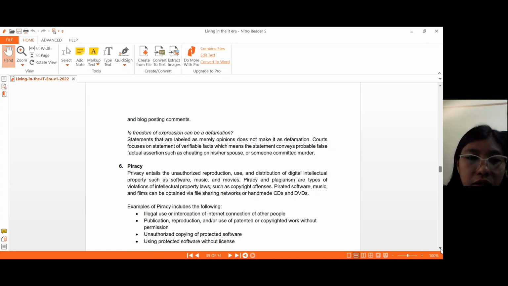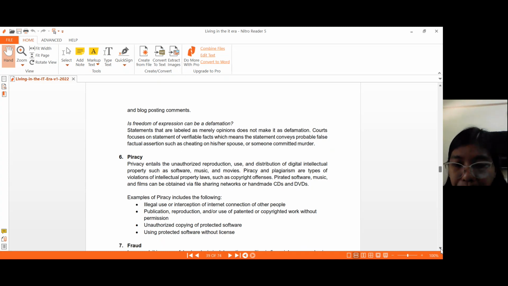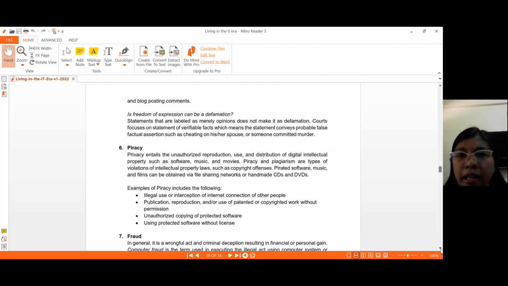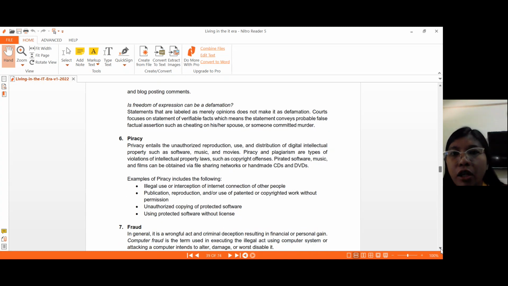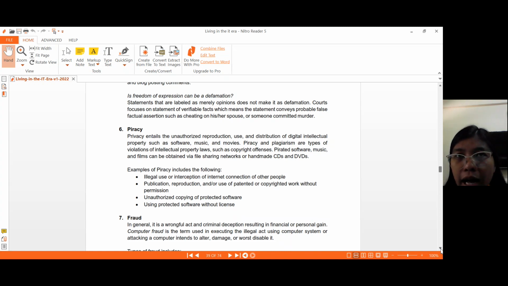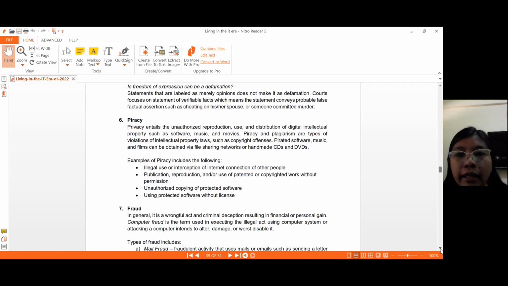However, courts focus on statement of verifiable facts, which means the statement conveys probable false factual assertions such as cheating on his or her spouse or someone committed murder. For example, nag-post ka, tapos nag-imply ka na si Victor, for example, ay siya ang nag-rape or pumatay kay Maria. Ganyan. Kaya pinangalanan mo, nagbigay ka ng details doon. Yung mga ganung bagay, subject yan to court ruling. It's for the court to find out whether it's true or not.